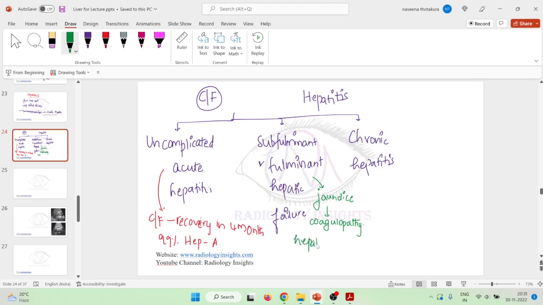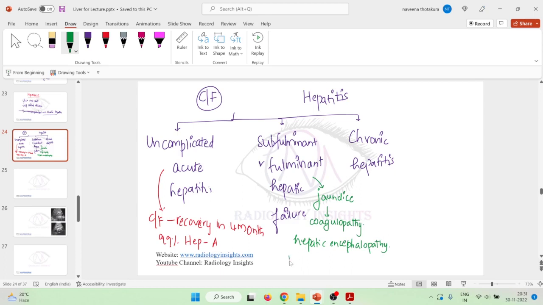There can be hepatic encephalopathy also. Why is there hepatic encephalopathy? It is because the liver is a detoxifying organ. Ammonia which is produced in our body gets converted into urea and is excreted, and for that we require enzymes of the liver. But if ammonia is not converted into urea and is not excreted, the ammonia level in our blood increases. So if it reaches the brain, the patient will have hepatic encephalopathy features.